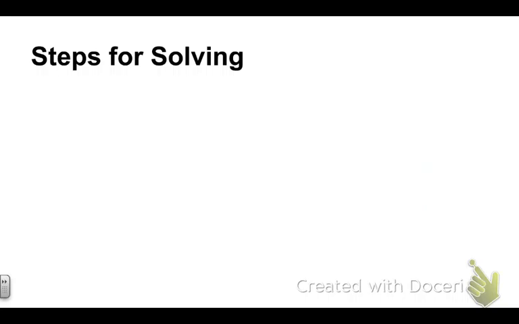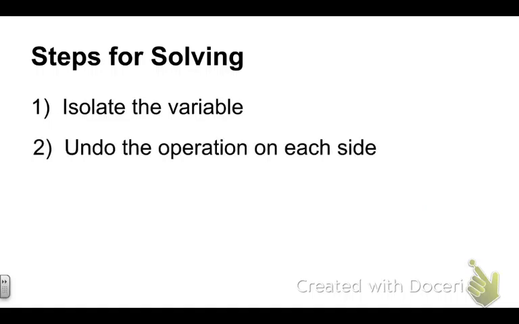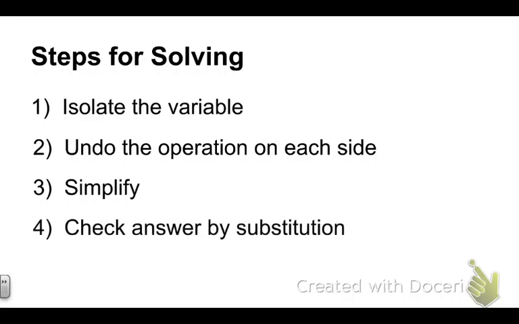So we've got a couple steps for solving equations. The very first one is we want to isolate the variable, get the variable by itself. And then we want to undo the operation on each side, simplify, and then finally check your answer by substitution.